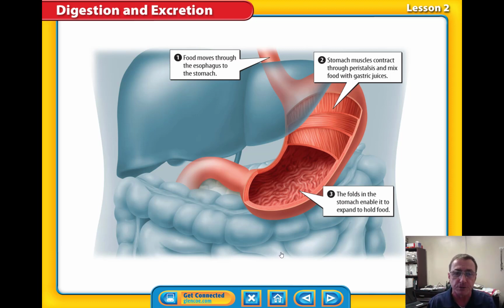All right, so it's kind of hard to see in the picture, I think, if you look close, and it's probably a good picture in your book. The folds in the stomach enable the stomach to expand. If you think about the stomach kind of like a balloon, that's probably the best analogy, but the balloon deflates and inflates and deflates and inflates.